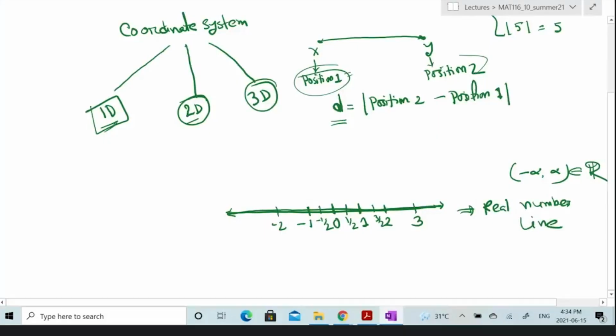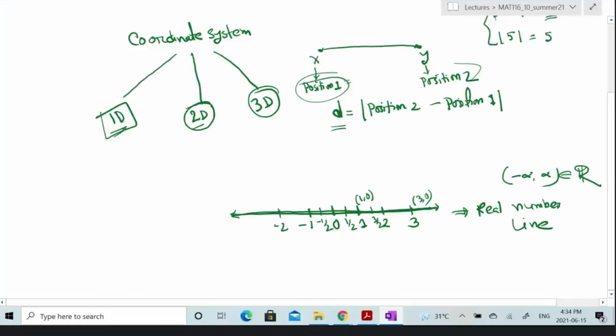Now if I ask you what is the address of this point, it's going to be 1, 0, because here we don't have any value of y. So this is going to be just 1 or 1, 0. If you want to write it as an ordered pair, then you should write 1, 0. Or if you just want to address it, this is going to be just 1. If you want to address this one, this is going to be just 3 or 3, 0. What about this one? Minus 2, 0. Exactly. It's going to be minus 2, 0.